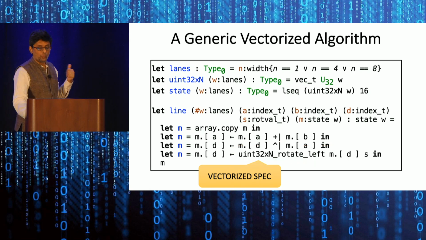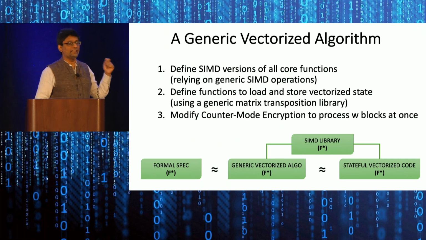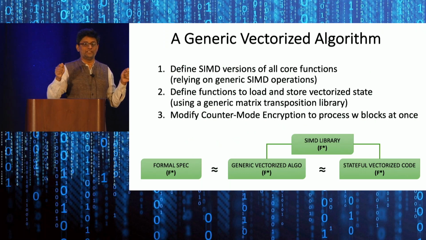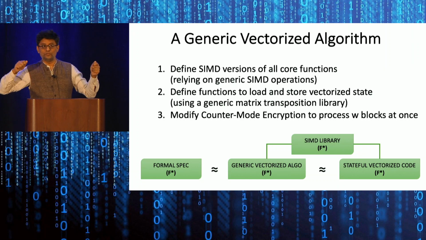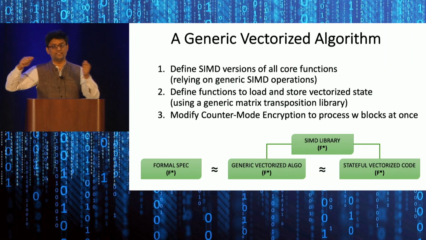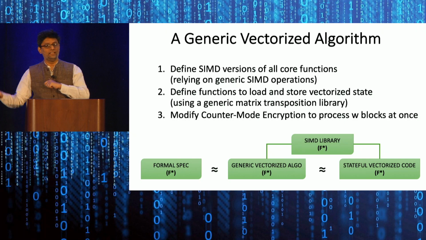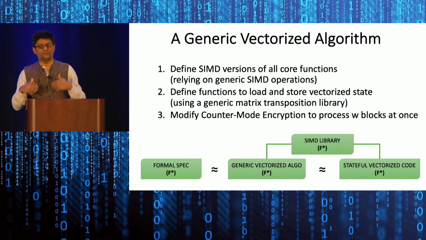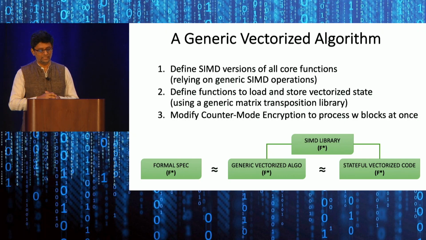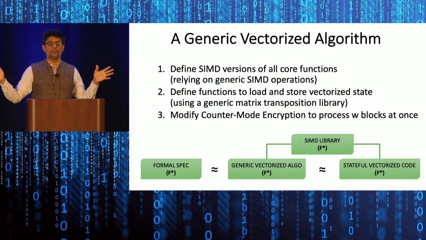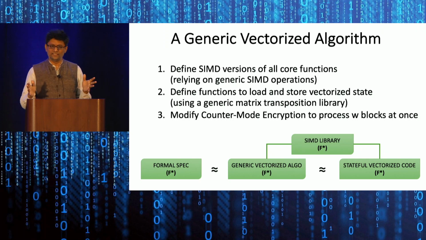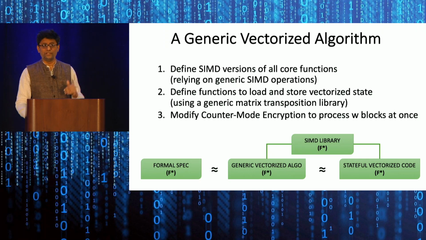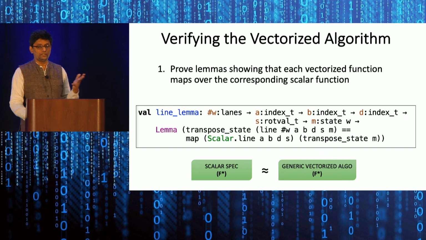Okay, so that's your vectorized spec for one function, but of course that's not enough. You've got to do that kind of vectorized implementation for each of the functions in the ChaCha spec, depending on the SIMD library that we have. Then you have to do a little bit more work to define all the translations from the scalar state to the vectorized state and back. And these effectively are matrix transpositions, for which we have a nice library. And finally, you have to modify the overall counter mode encryption block to make sure you can process multiple blocks at a time. But that's reasonably straightforward, and that's the last thing, and then you're done. So now you have your vectorized algorithm.